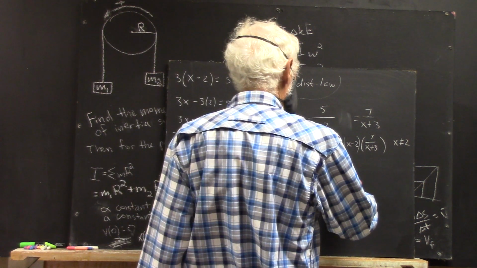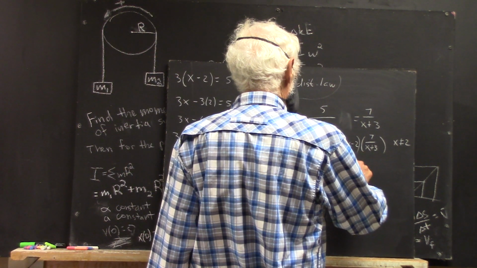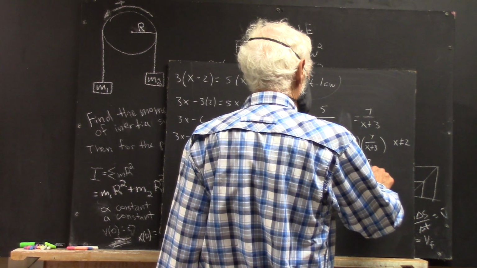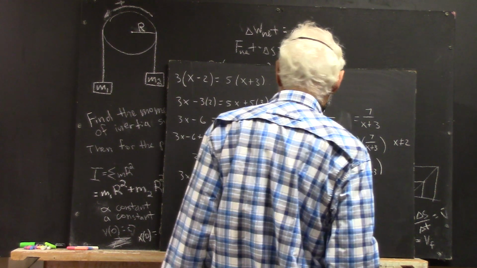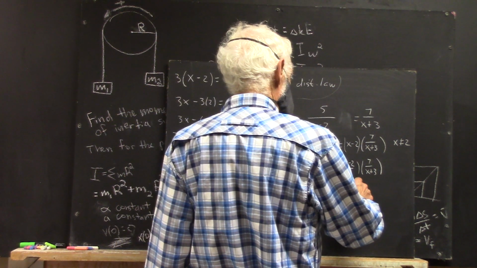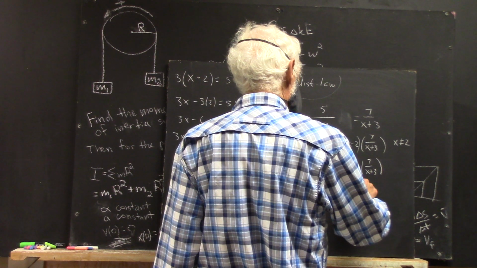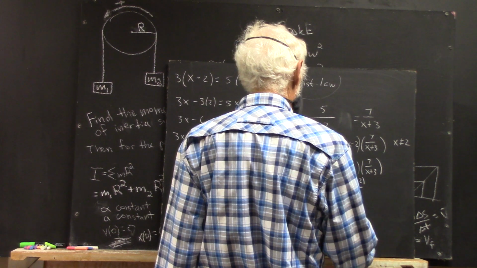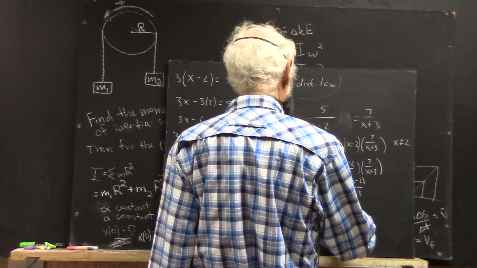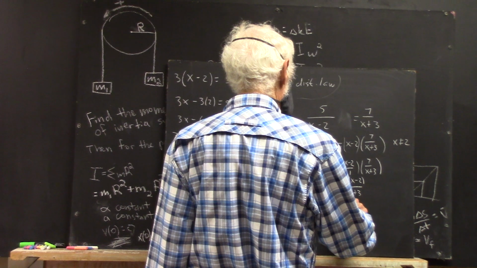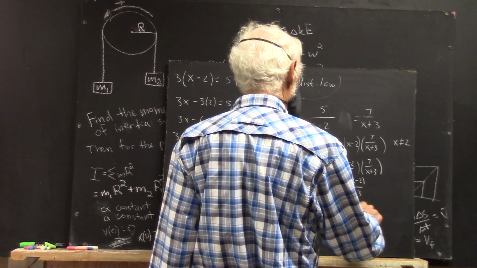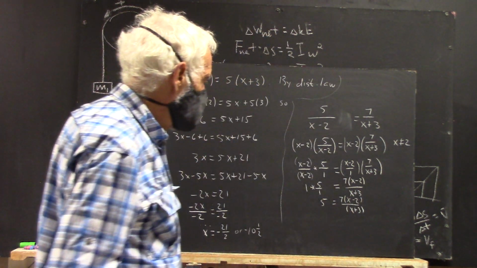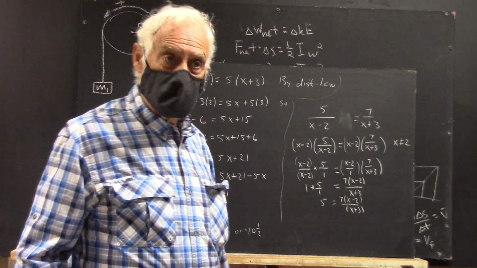Now on this side, well, you write that as x minus 2 over 1 times 7 over x plus 3. And you're going to get 7 times x minus 2 over x plus 3. So 5 equals 7 times x minus 2 over x plus 3. And then we'll multiply both sides by x plus 3.